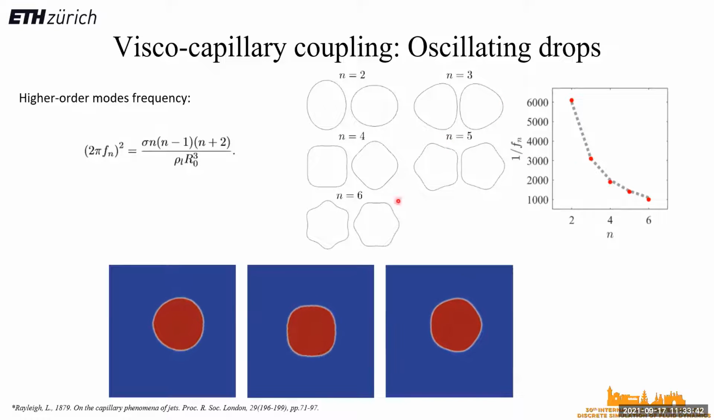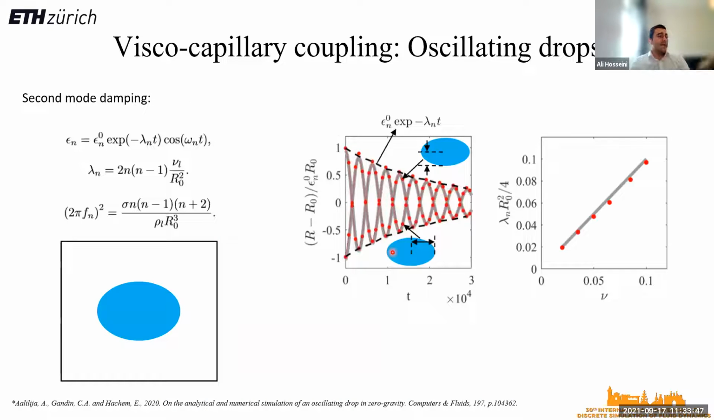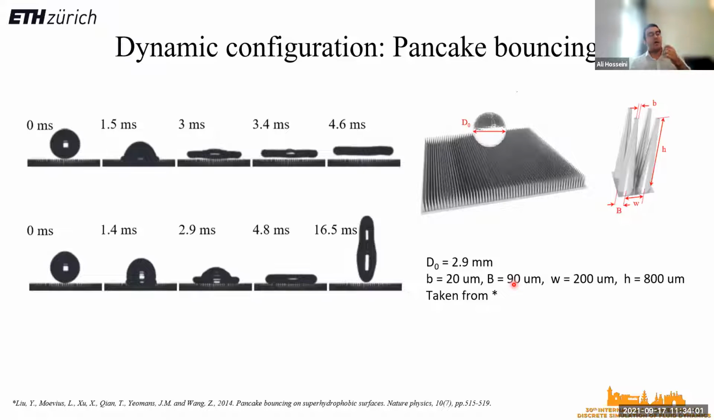Okay, shown here, and you can see the results, and the model is correctly able to capture them. The next step is to look at the dissipation rate. In the literature, there have been articles developing analytic models for the dissipation rate. And again, as you can see from this plot, the model is able to correctly capture the dissipation rate of capillary modes. Now on to dynamic test cases.